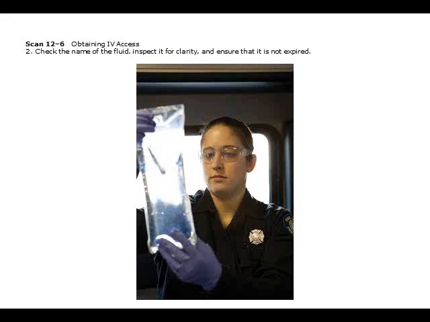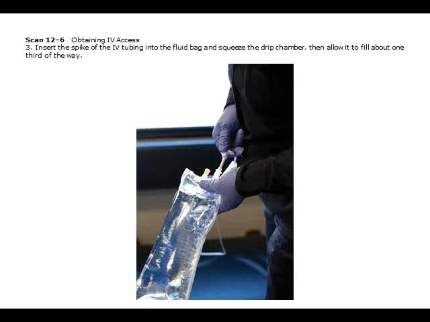We get our bag, we check it for the correct fluid, inspect the clarity, make sure it's not expired, make sure it's not leaking, everything looks good, we've got good color. We're going to then take out the IV tubing. We're going to straighten it out so we don't have a big coil or a big knot. On the end that is going to go into the back of the IV catheter is a smaller end, and we'll leave the cap on that.